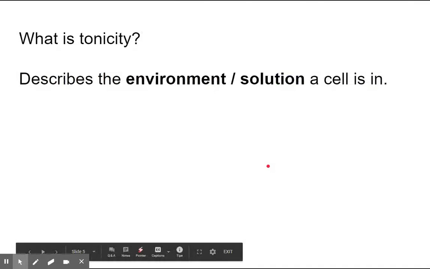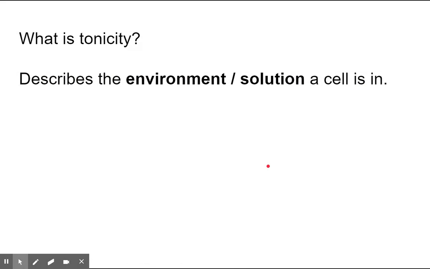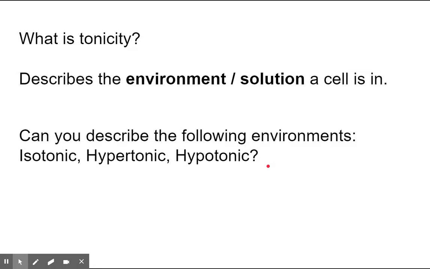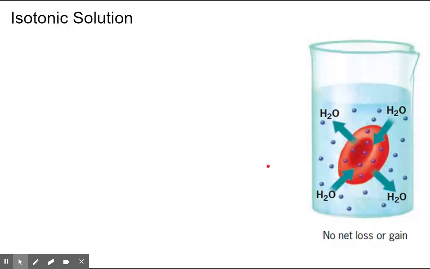Now, what does tonicity mean? Tonicity is a description of the fluid or the environment or the solution that's surrounding the cell or cells. Okay, so it's the way that we describe those cells. There are three different ways you can describe that solution that's surrounding the cells. The first one is going to be called isotonic.